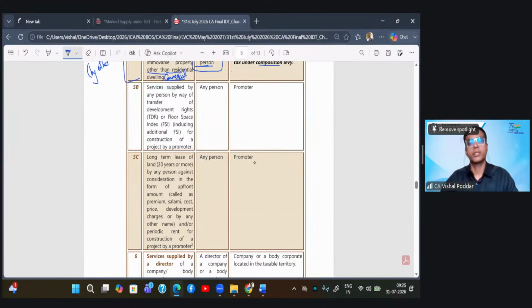Now some services relating to real estate transactions. First, whenever development rights are transferred or FSI is transferred and it is transferred for doing construction of any project, maybe residential, commercial, whatever, supply of development rights or FSI for construction is under RCM. Supplier may be any person. Recipient is the builder developer.